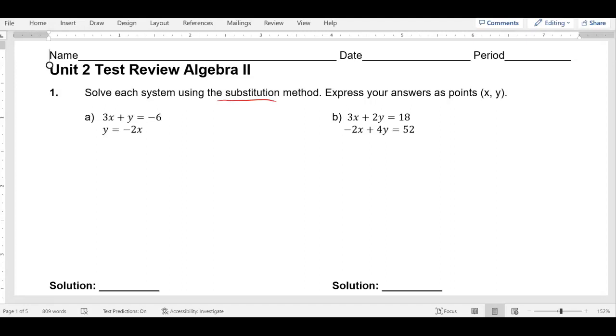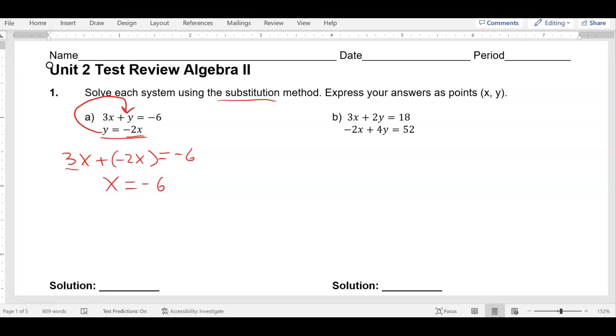So if we know y equals this, then we can put that right there. I'm going to put 3x plus, and instead of y, I'm going to put negative 2x equals negative 6. Do you see how I replace y with what y equals? So what is 3x plus a negative 2x, or 3 minus 2? 1. So x equals negative 6. That's it for that.